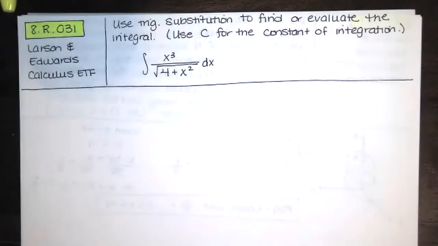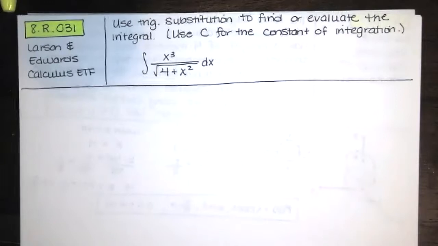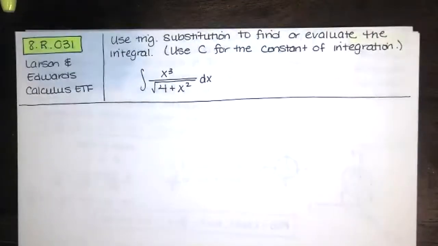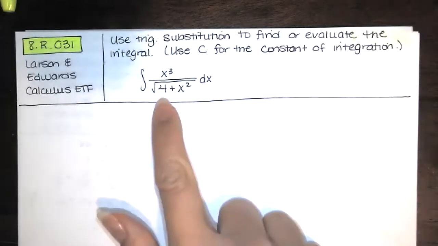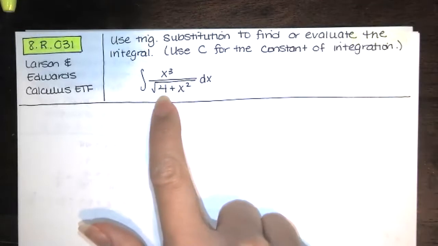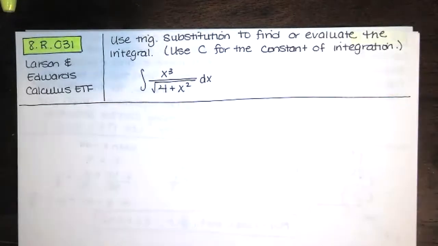In this video, we solve problem 8.R.031 from the Larson and Edwards Calculus Early Transcendental Functions text. We're asked to use trig substitution to evaluate the integral and use capital C for the constant of integration. So I look at this and I see x squared plus 4, or 4 plus x squared, and I'm reminded of the arctangent function.